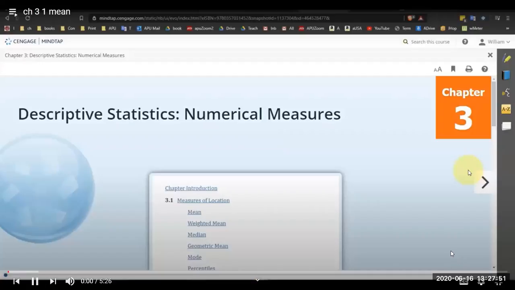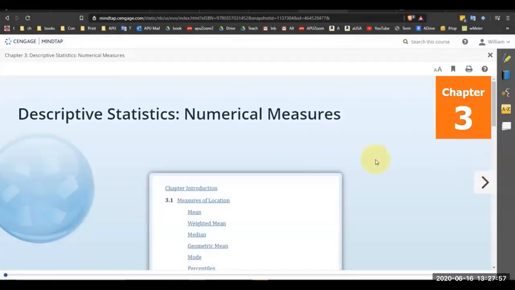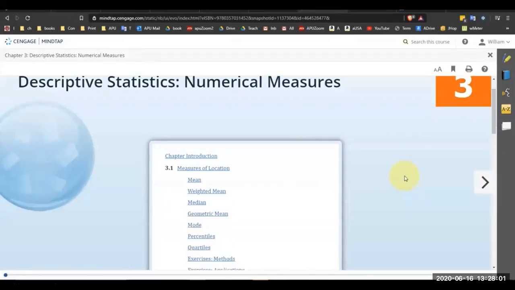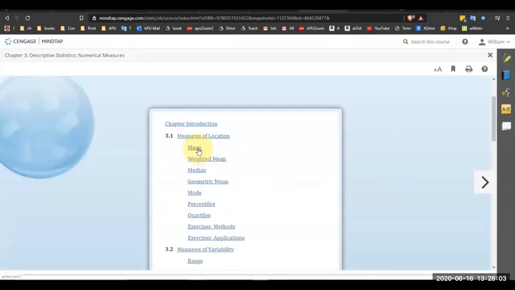Okay, let's take a look at chapter 3, which is called Descriptive Statistics: Numerical Measures. So let's see what's in chapter 3. Some of these are probably familiar to you, for example, the mean and maybe the median.